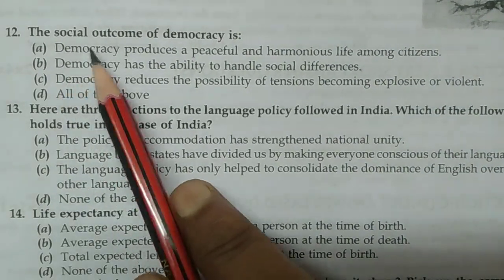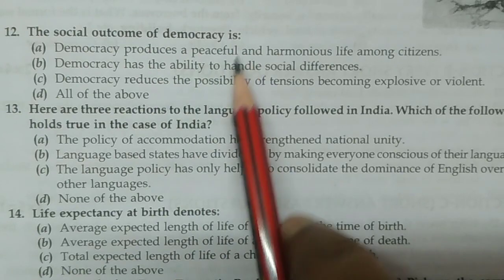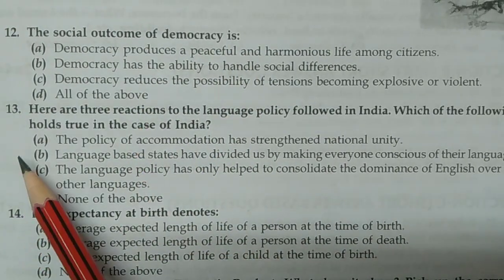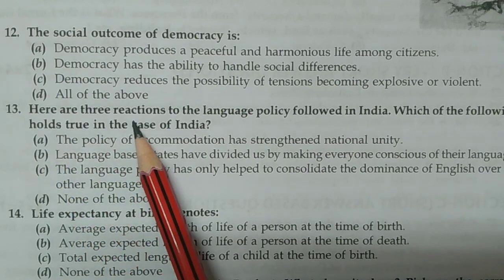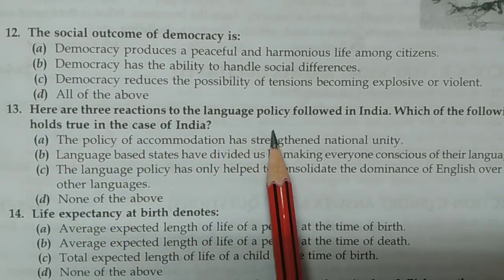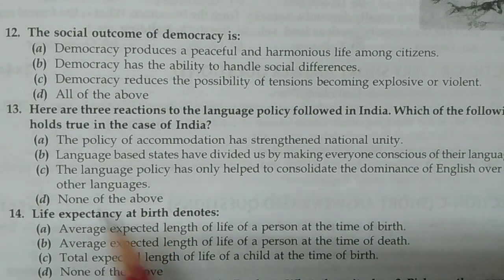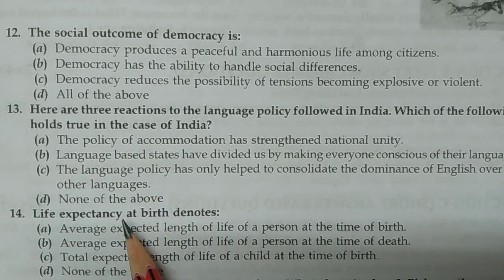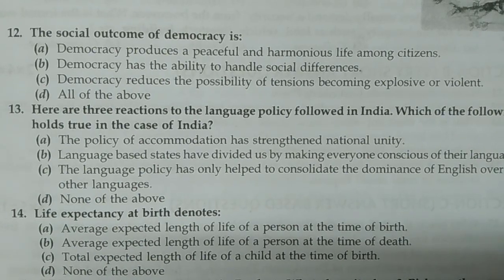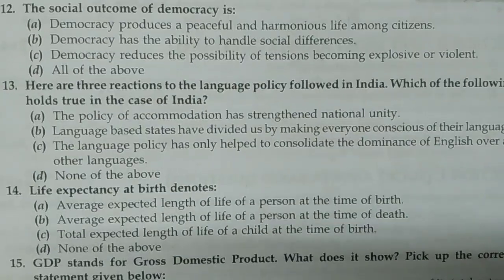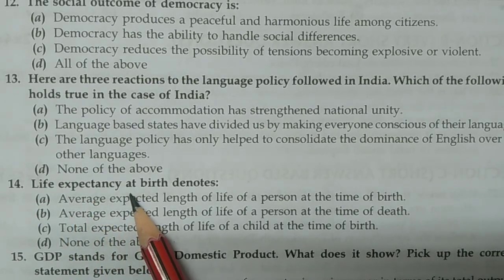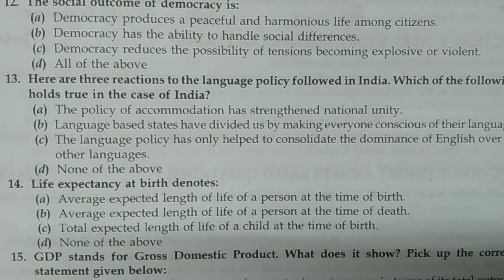The social outcome of democracy is, you have 4 options, you can find the exact answer. Now question number 13. Here are 3 reactions to the language policy followed in India. Which of the following holds true in the case of India? So these are 4 options, you can choose properly. Now question number 14. Life expectancy at birth denotes what? These are the 4 options, you can choose the correct answer.